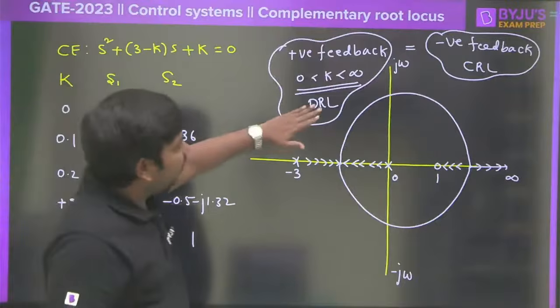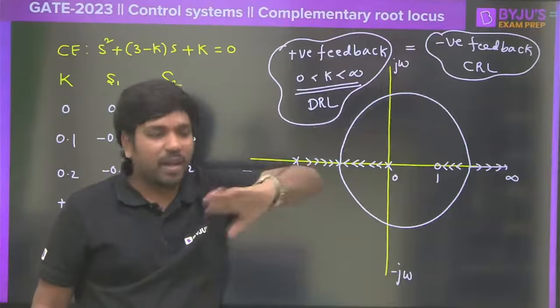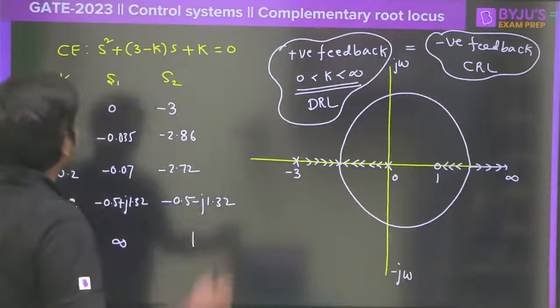Positive feedback direct root locus is nothing but negative feedback complementary root locus. After some time I will connect everything and tell you how you can do any question in the GATE examination, but still, please have patience.